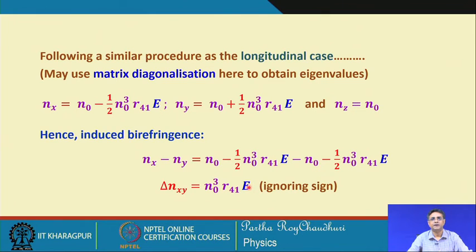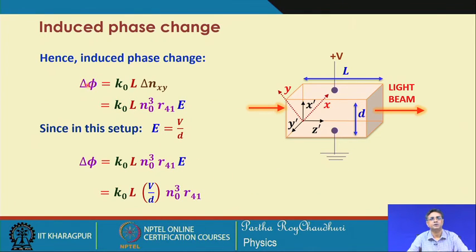So now E is again for this setup. The induced phase delay between these orthogonally polarized light components is now equal to this. You have to again multiply by k 0 and L, that gives you these equations. In this setup we have electric field E equal to V by D. If you plug in that E equal to V by D, you can see that both L and D exist in the expression for this phase delay.